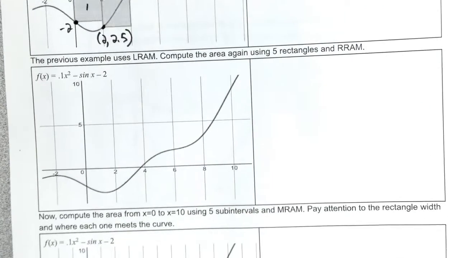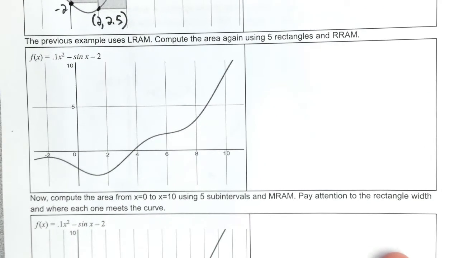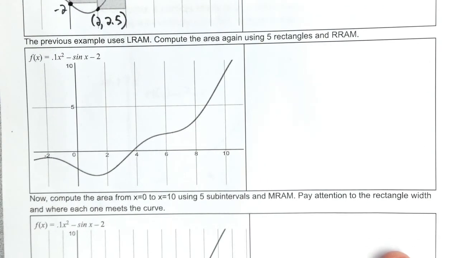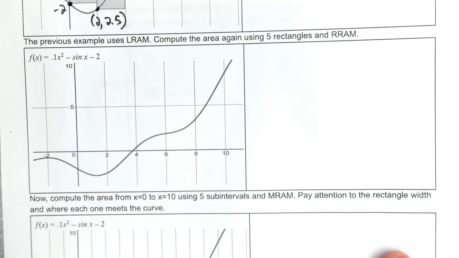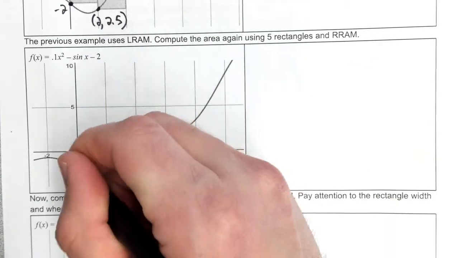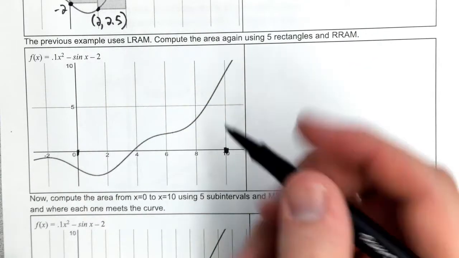All right, so this one we're going to use RRAM. Let me show you with the same subintervals, and so we're going out to 10. So we're going from 0 to 10. The subintervals, which are the rectangles, have a width of 2.